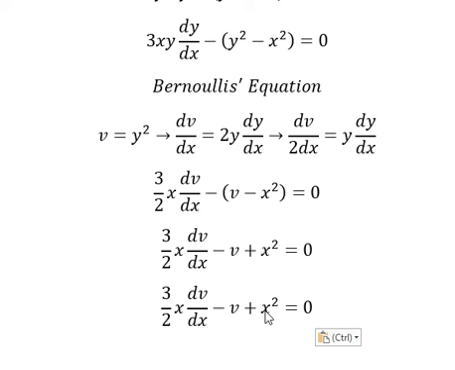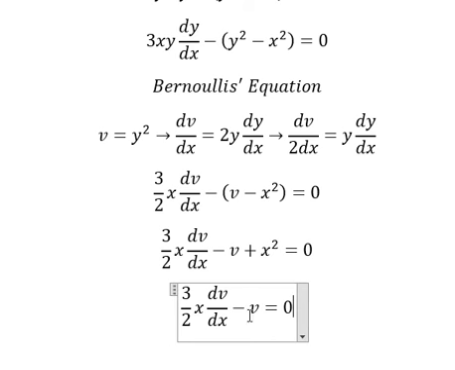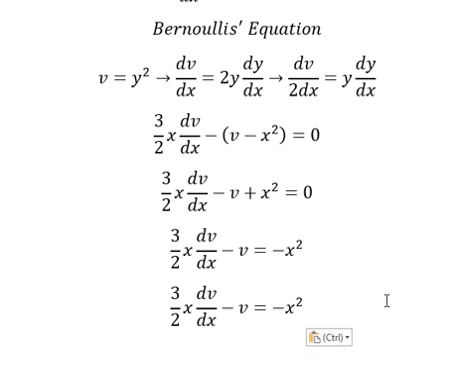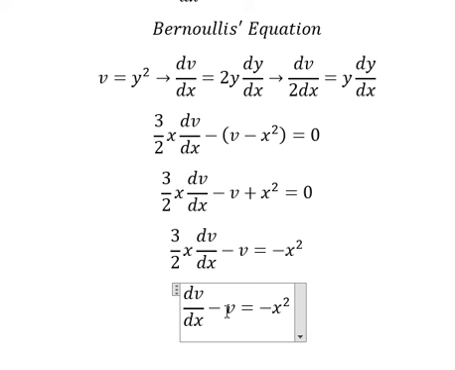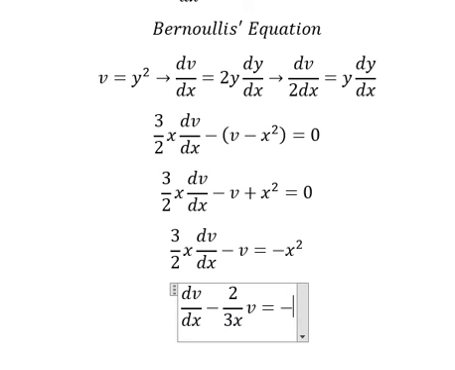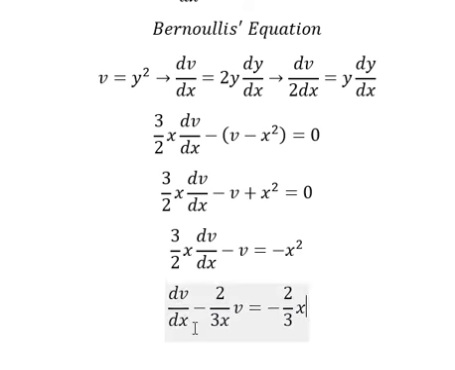Next, we put x squared to the right. You get negative x squared. After that, we divide both sides by 3 over 2x. And you get 2 over 3x, and this one you get 2 over 3x, after we divide both sides by 3 over 2x.